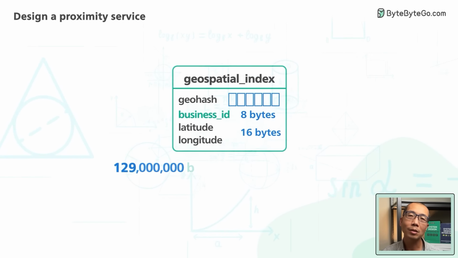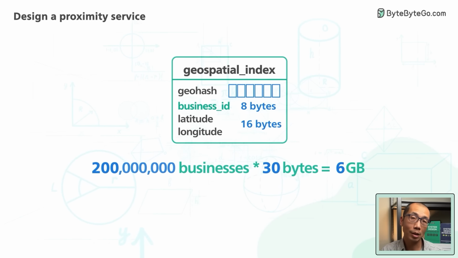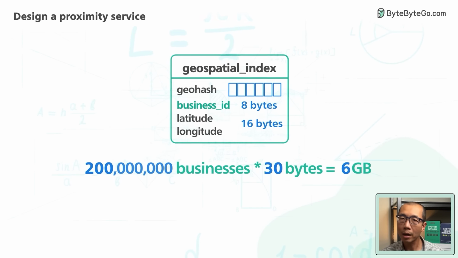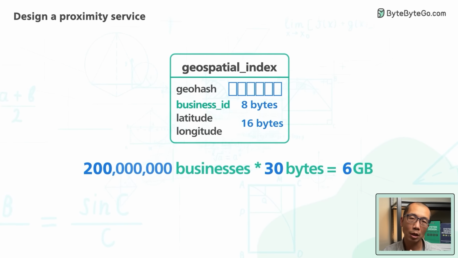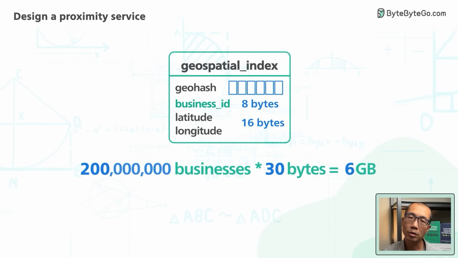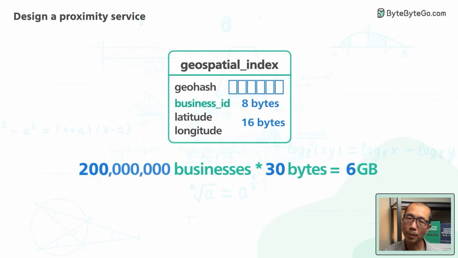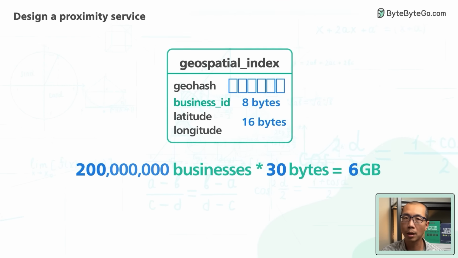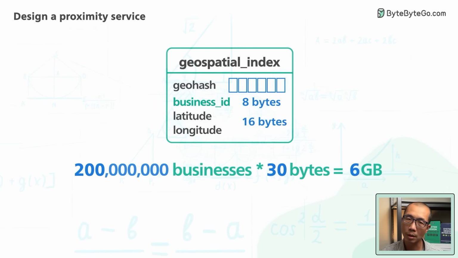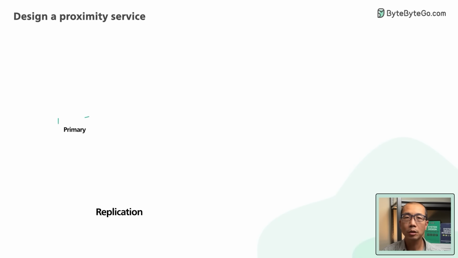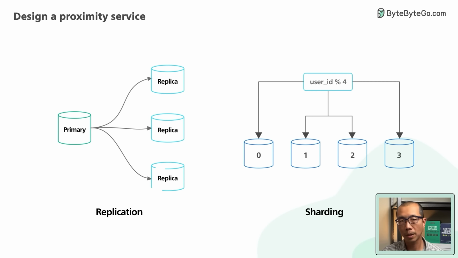With 200 million businesses, the total table size is about 6 gigabytes. This is tiny for modern hardware. The entire dataset can easily fit in a single database server. However, our read QPS at 5000 is quite high. With peak time spikes, a single database might not have enough CPU or network bandwidth to handle all the read requests. Now, what are some of the ways we could spread the read load? There are 2 general approaches. We can add read replicas, or we can shard the database.